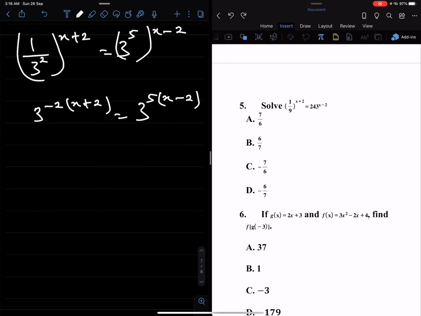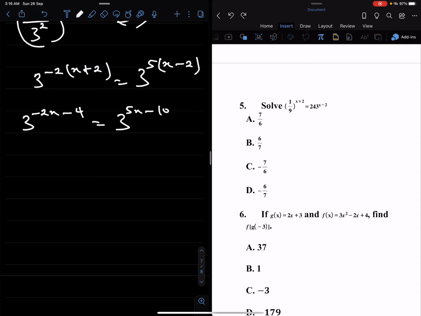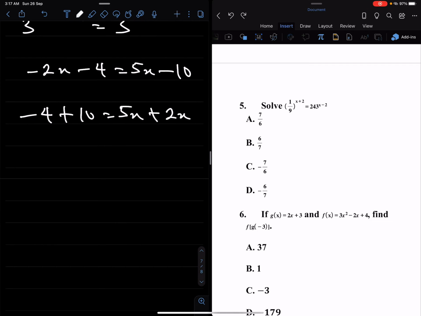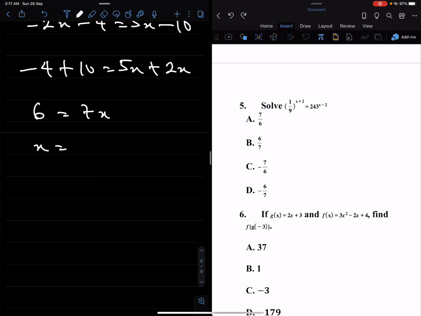And that means 3 raised to power minus 2x minus 4 equals 3 raised to power 5x minus 10. Which simply means we can equate the powers now since the bases are the same. That's minus 2x minus 4 equals 5x minus 10. And that simply means minus 4 plus 10 is the same as 5x plus 2x, which means 6 equals 7x, and x is therefore 6 over 7. That's just by dividing both sides by 7.